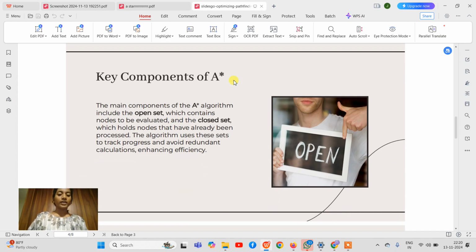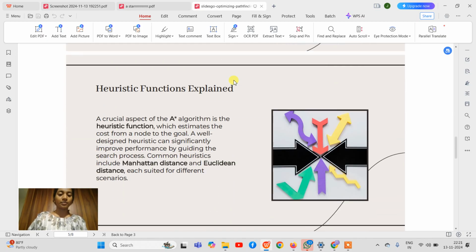The main components of the A-star algorithm include the open set, which contains nodes to be evaluated, and the closed set, which holds nodes that have already been processed. The algorithm uses these sets to track progress and avoid redundant calculations, enhancing efficiency.